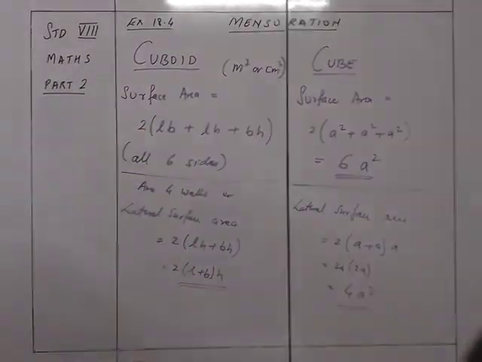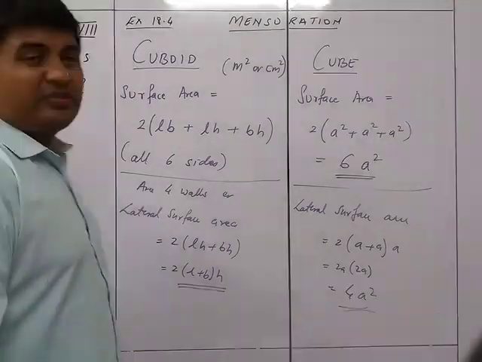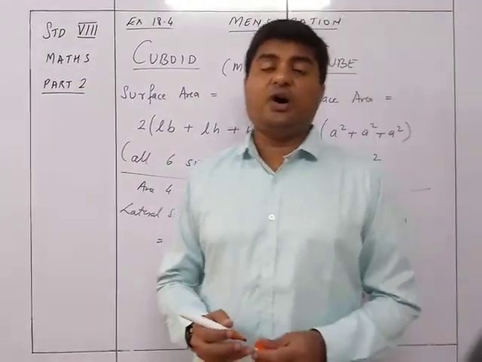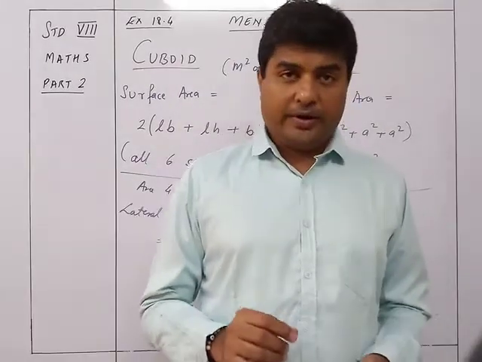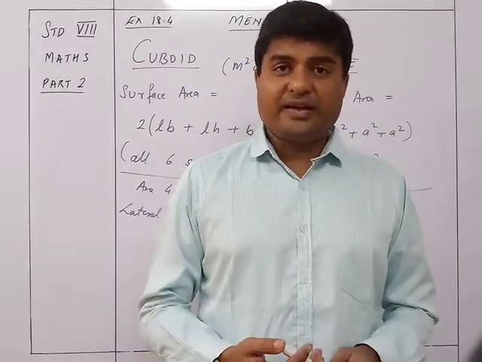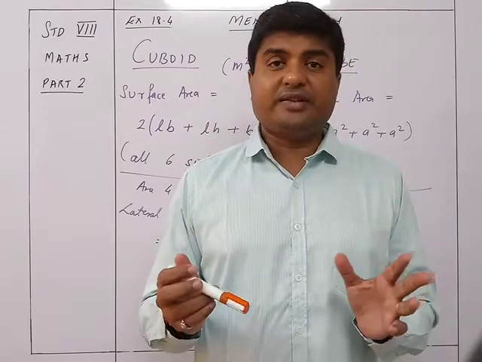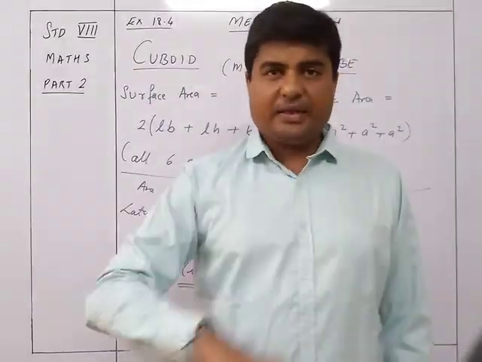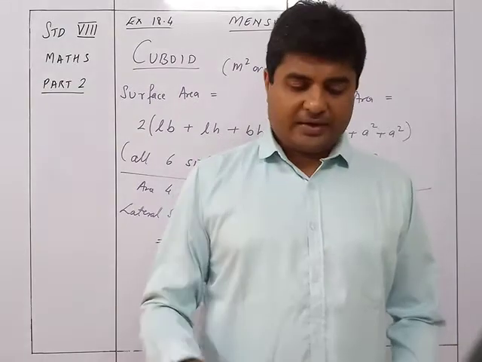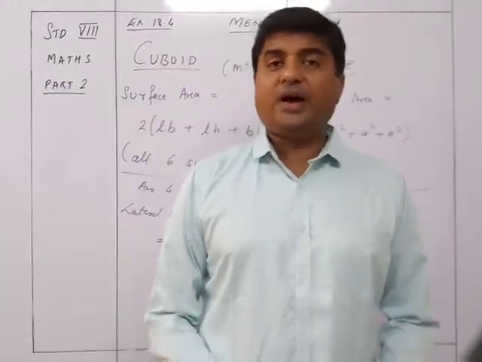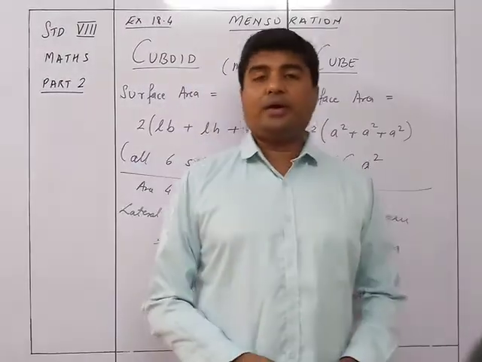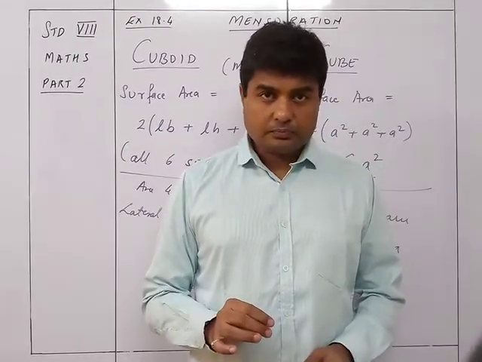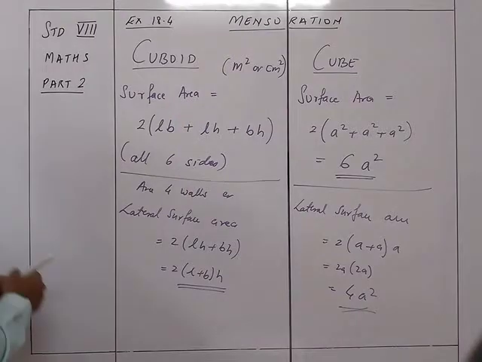So these are the formulas which we will be using for finding out the surface area of a cube or a cuboid, and also the lateral surface area of the cube or cuboid. What is lateral surface area? The area of the four walls. We are not talking about the top and the bottom. If you are taking only the area of the four walls, then I call it the lateral surface area. Got it? So I'll just write them down over here.